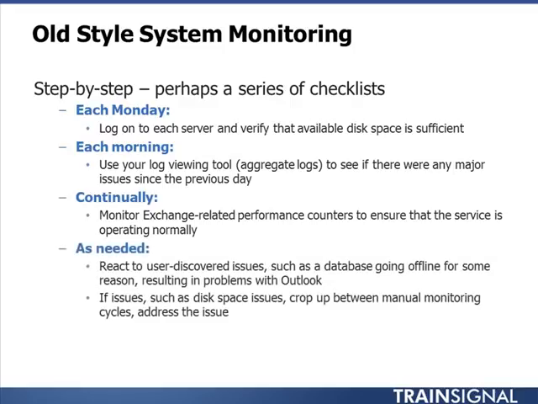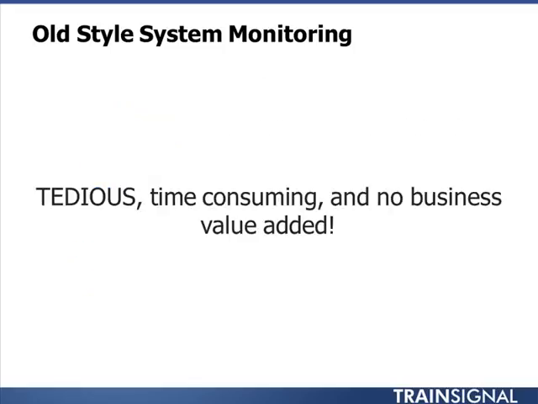And then just as needed, react to user-discovered issues, such as a database going offline for some reason, which could result in problems with Outlook if it's an Exchange database. And then if there's issues such as disk space issues that crop up, address the issue. But a lot of times IT departments do wait for users to report issues before they take action on those issues because they don't know the issues are taking place. All of this is tedious, time-consuming, and there's no business value added to these kind of old-style manual checklists.